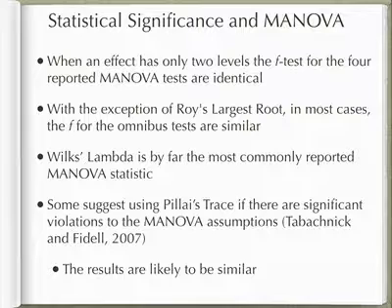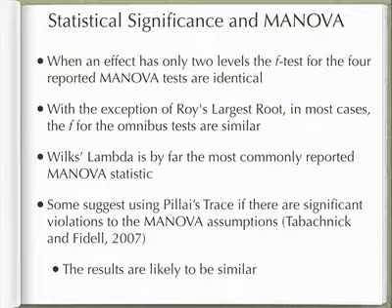So a little bit more about those multivariate statistics that were at the bottom of the previous screen. When your independent variable has only two groups, so male and female, for instance, all four of those tests are exactly the same. The p-value and the F will be exactly the same. With the exception of Roy's largest root, in most cases, the F for the omnibus test are at least similar enough. They're not night and day different.